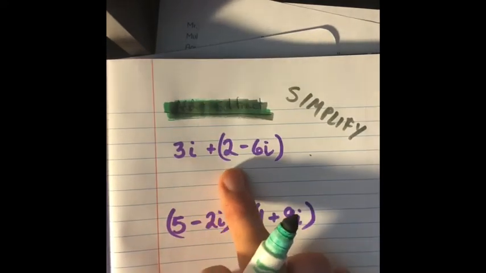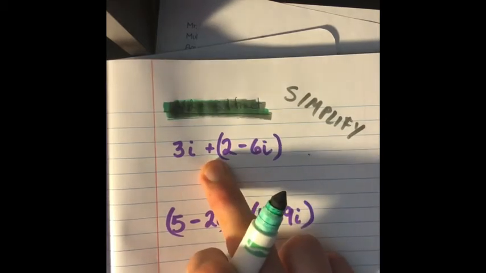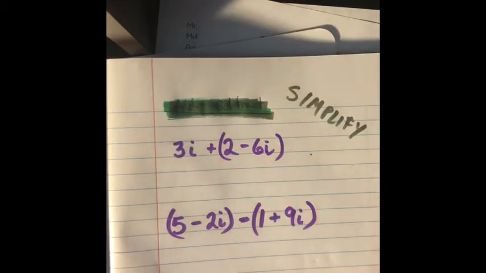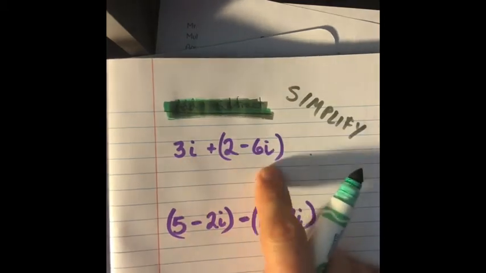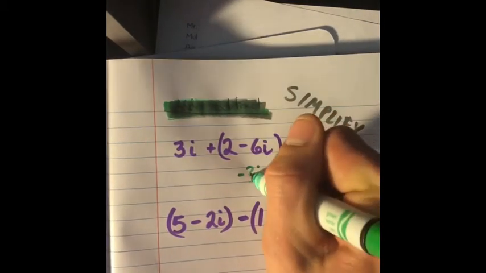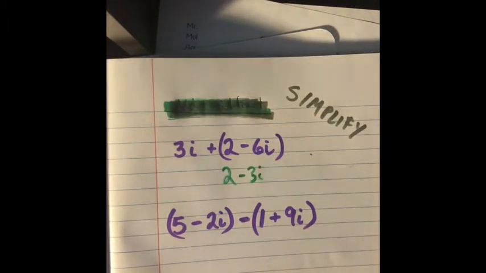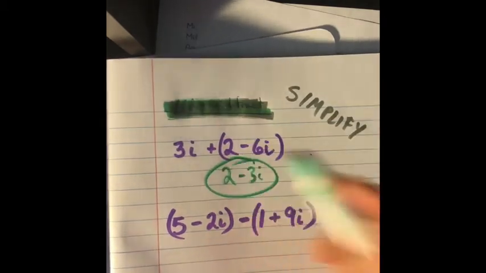So 3i plus 2 minus 6i. Since it's addition, it's very easy. I would just go back to combine like terms. So you have 3i plus negative 6i. That's negative 3i. And then 2 is the only constant, so 2 minus 3i is your answer.